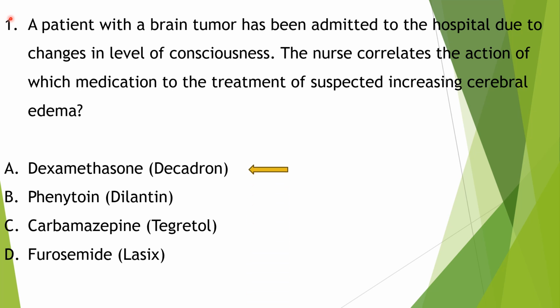Dexamethasone is used to treat and prevent local cerebral edema, as dexamethasone is shown to stabilize the cell membranes to prevent the occurrence of cerebral edema. Phenytoin and carbamazepine are anti-epileptic medications, and furosemide or Lasix is a diuretic.